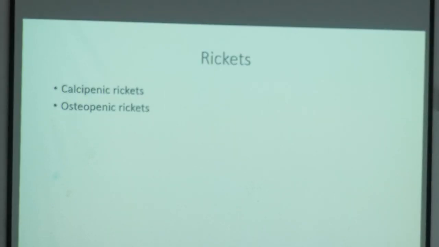The deficiency of vitamin D can give rise to rickets. Calcipenic rickets means the child is growing. Rickets is a disease of growing bones. When the child is growing, there is deficient deposition of minerals, calcium and phosphate, so it is calcipenic rickets. But when the growth is complete, then it is called osteopenic rickets, meaning osteomalacia.